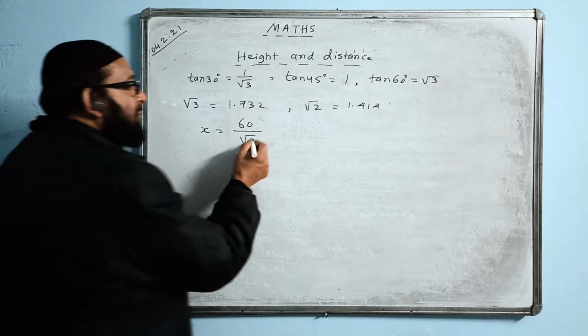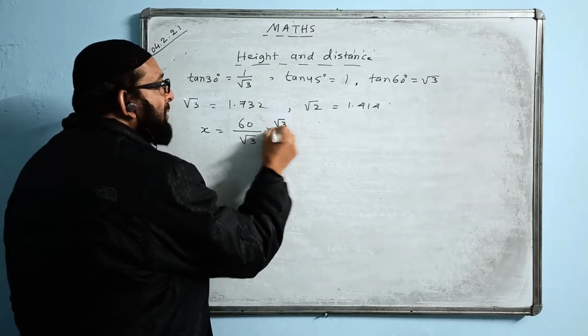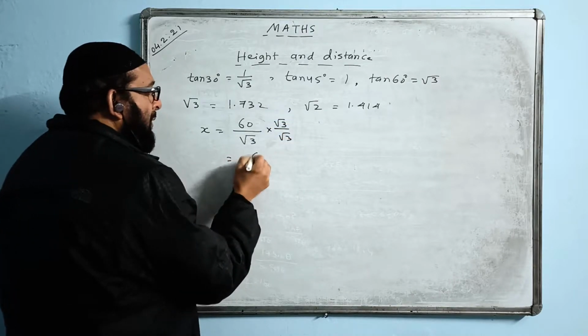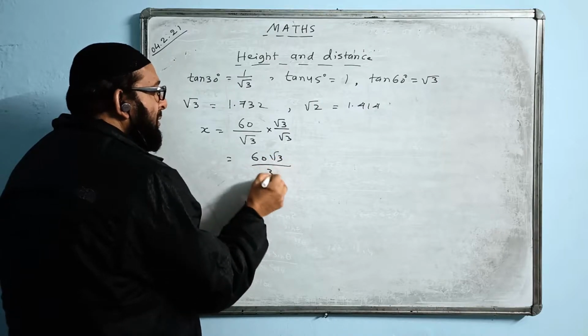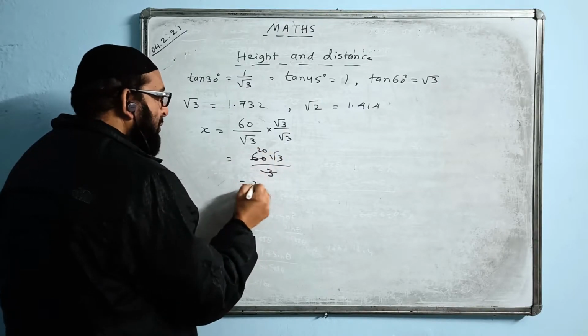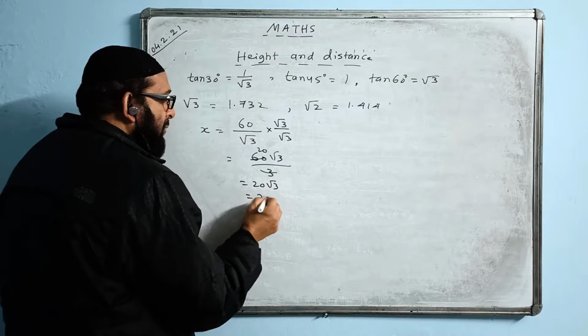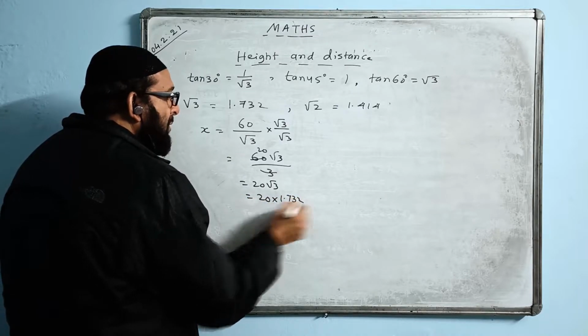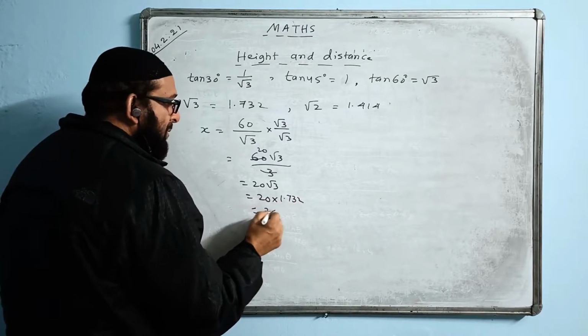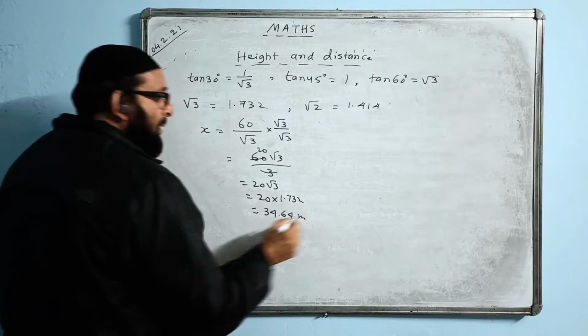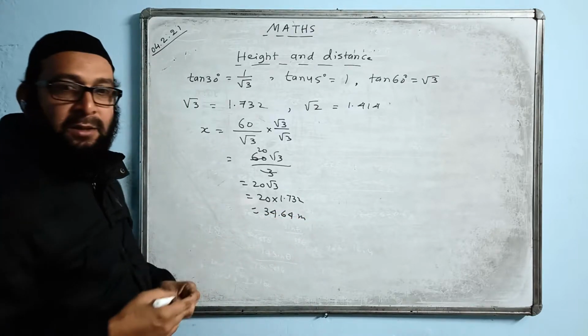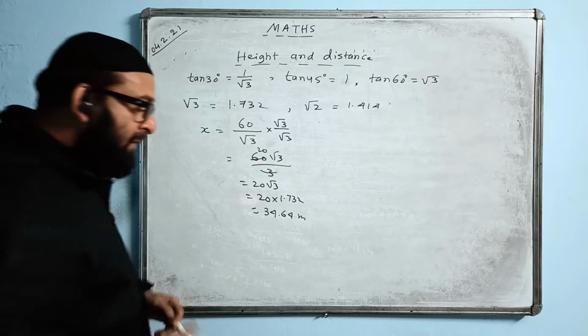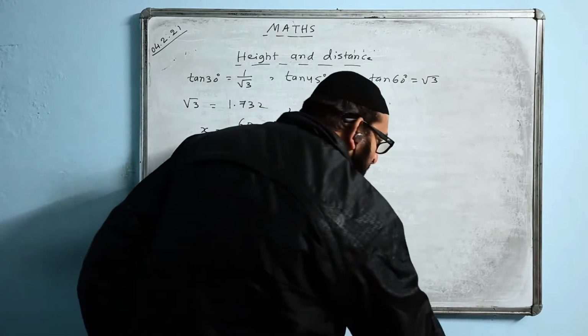So we rationalize it. Root 3 is there, so we get root 3 up, root 3 down. It becomes 60 root 3 by 3. 3 is cancelled, you get 20 root 3. Now we take 20 into root 3 value 1.732 and multiply it, and this will be the answer. 34.64 will come. That is, we rather go for multiplication instead of division. We don't go for division.